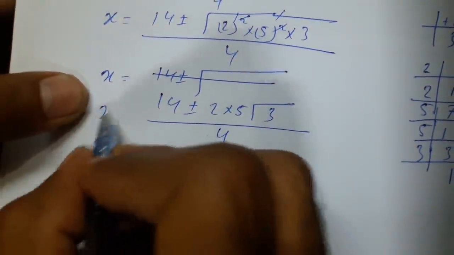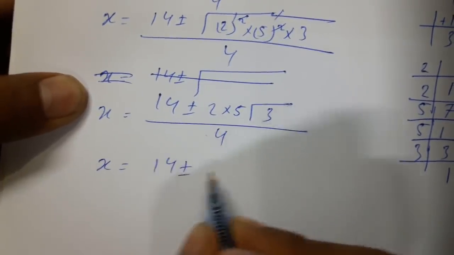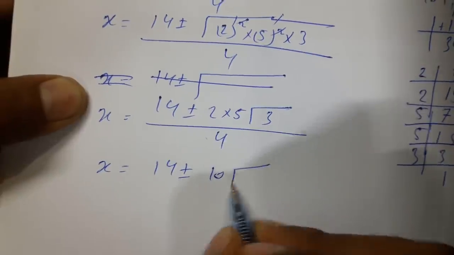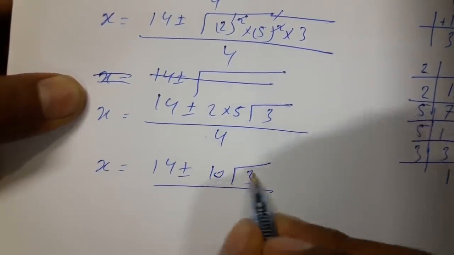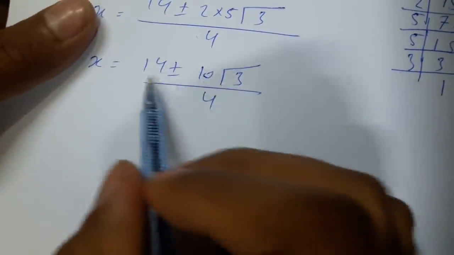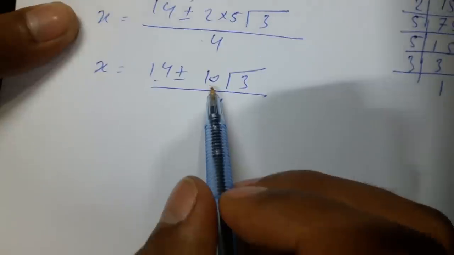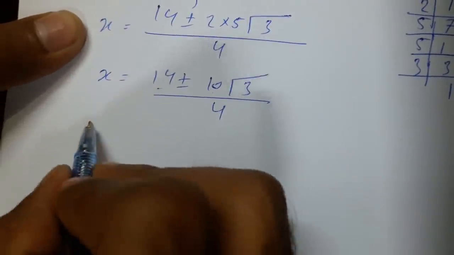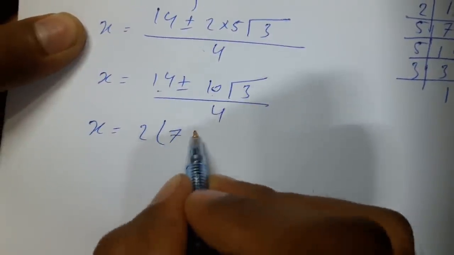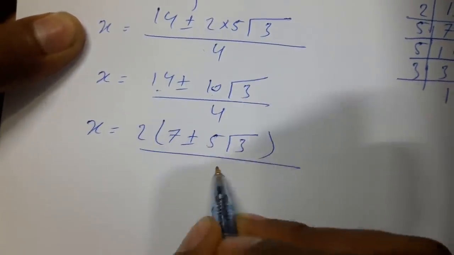So x is equal to 14 plus minus 2 into 5, it will become 10, square root 3 divided by 4. So what's common in these two values? See here, it can be divided by 2, it can be divided by 2. So 2 is common here. x is equal to 2 sevens are 14 plus minus 2 fives are 10 square root 3 divided by 4.